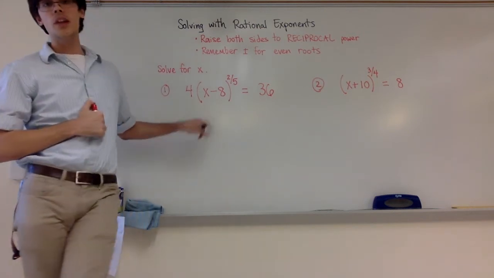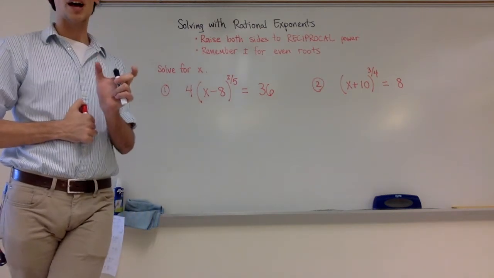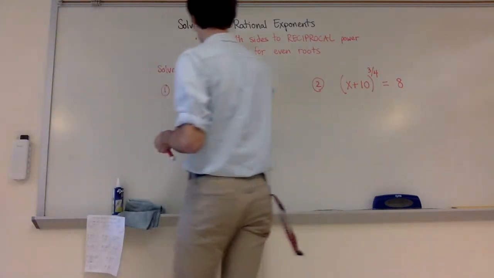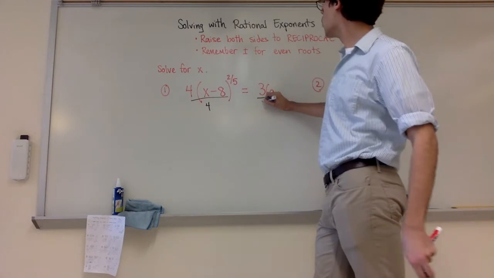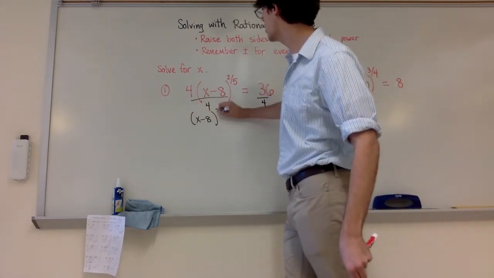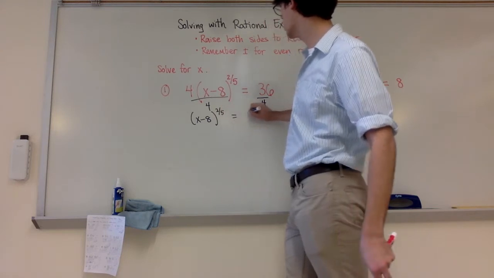Just like before, what we want to do is get the piece with the power by itself, like we did with the radicals. So we need to divide both sides by 4 to make that go away first. When we divide both sides by 4, we're just going to have our parenthesis right here, to the 2/5 power, equals 9.